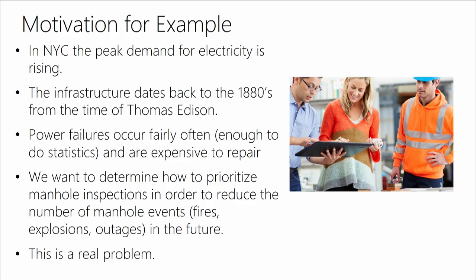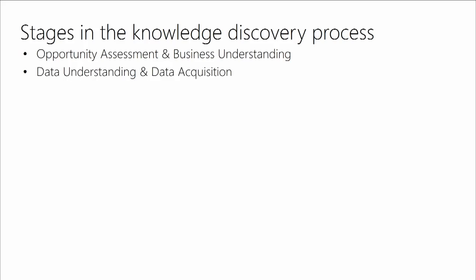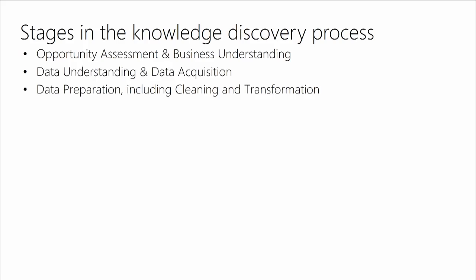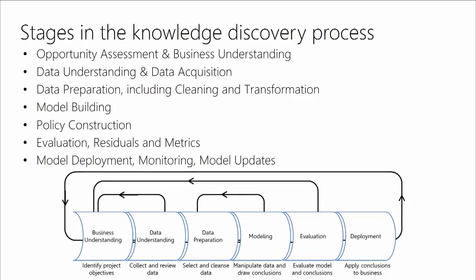And this is a real problem. This is something I actually worked on. So let's go through the stages in the knowledge discovery process. Of course, there are opportunity assessment and business understanding. This is CRISP-DM's process: data understanding and data acquisition, preparation and cleaning, model building, and policy construction. And if you want the 77-page description, you're welcome to look at the CRISP-DM manual. Okay, so evaluation and then model deployment.